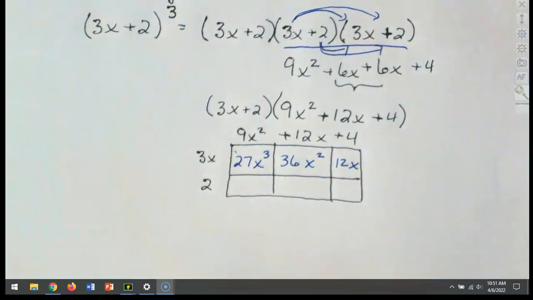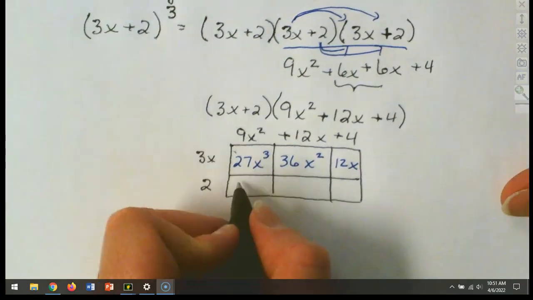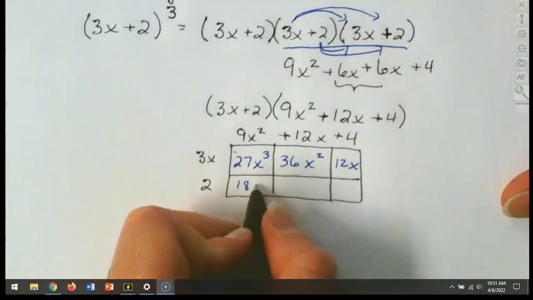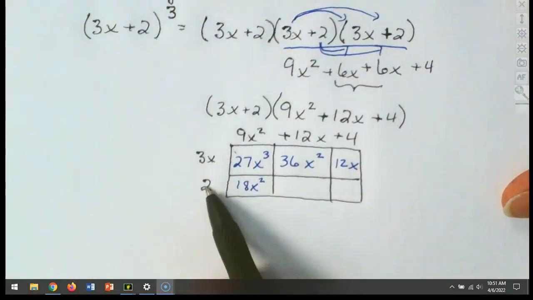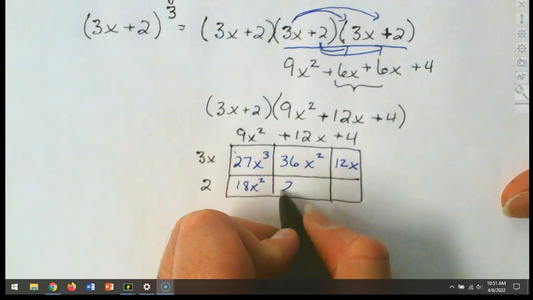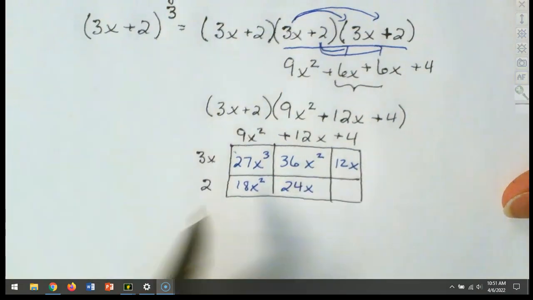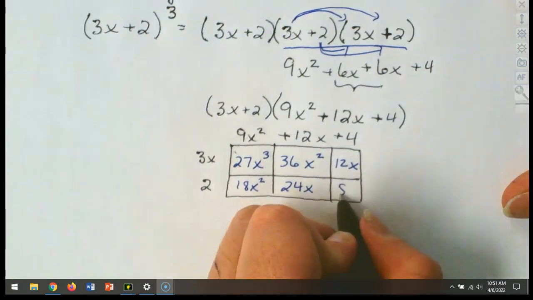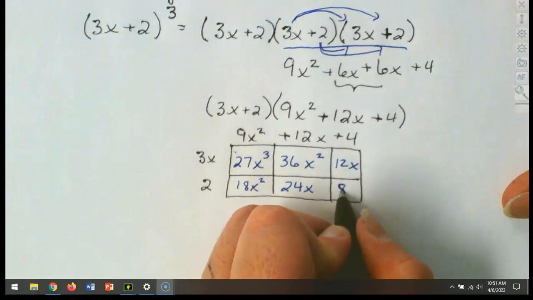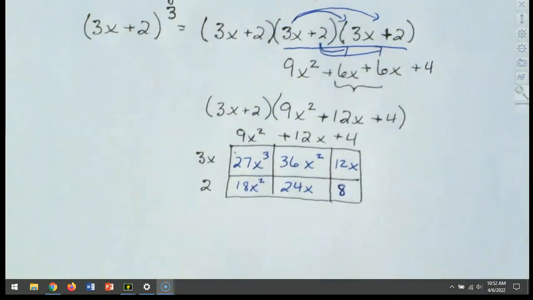9 times 2 on the next row. 9 times 2 is 18. X squared. 2 times 12 is 24. And bring the x down. And then 2 times 4 makes it an 8. Is everyone okay with how I've got this box filled in here?